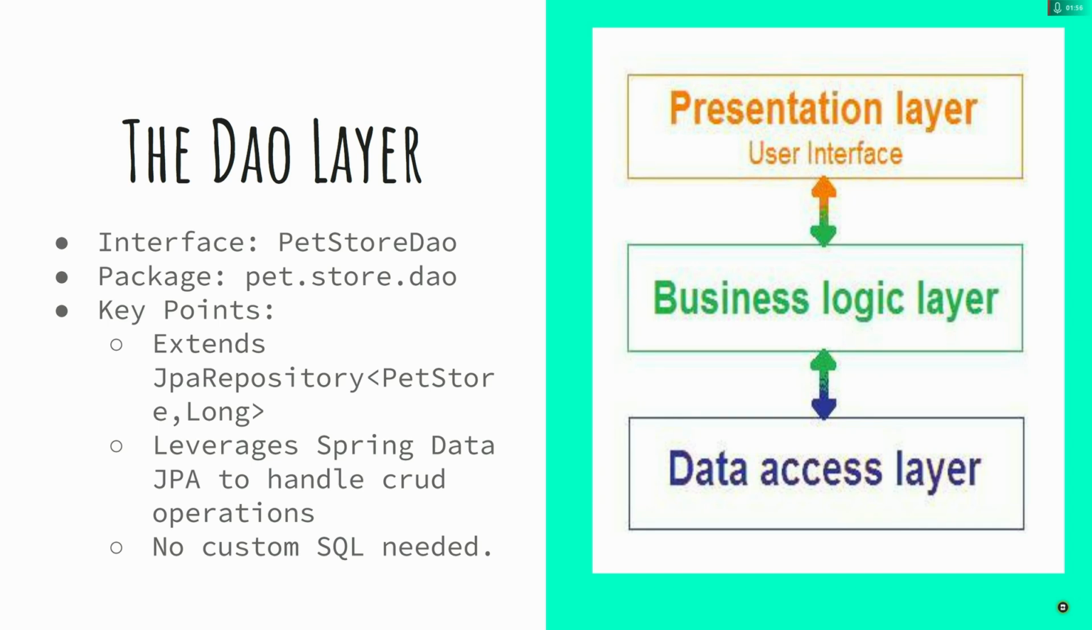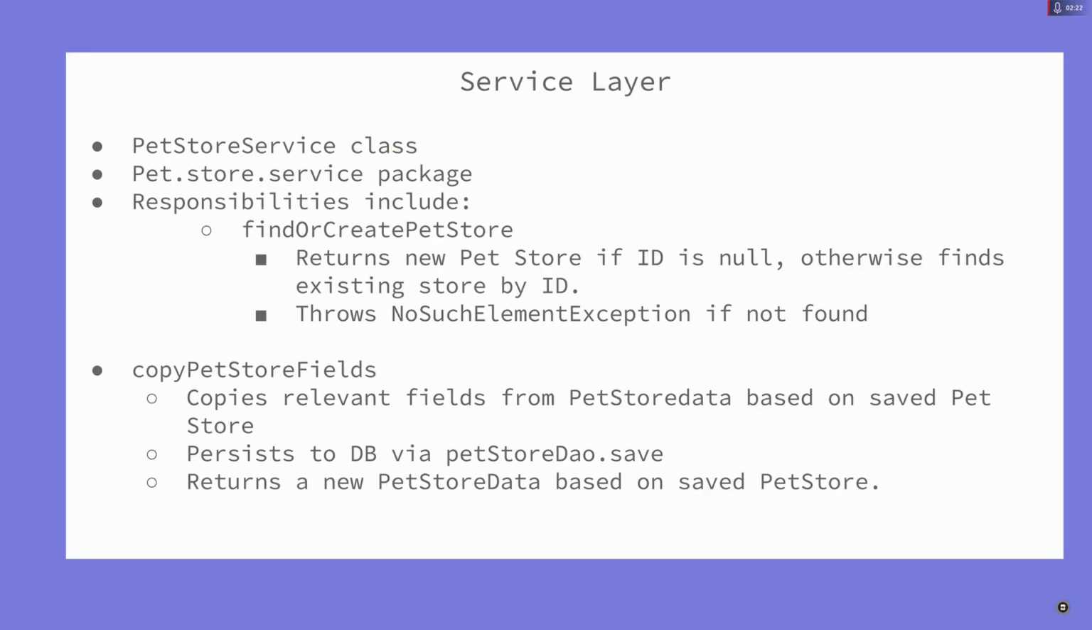We have the DAO layer. We have our interface, which is the PetStoreDao interface. Our package is pet.store.dao. Some key points here. We are extending the JpaRepository. We are leveraging the Spring Data JPA to handle CRUD operations. And because we did this, we don't need to write any of our own SQL. This saves us a bunch of time.